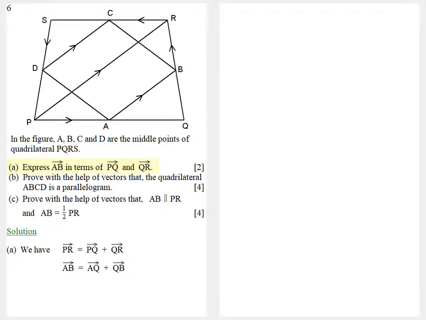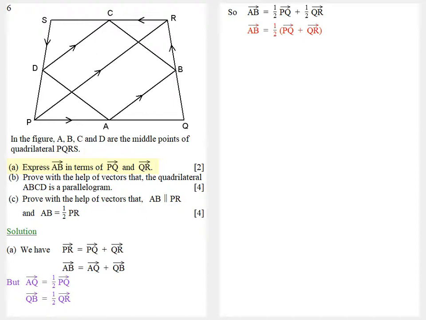But we can see AQ is equal to a half of PQ. We can also see QB is a half of QR. So if we substitute those in the formula AB equals AQ plus QB, we have AB is equal to a half PQ plus a half QR. In other words, AB is equal to a half of PQ plus QR. And that's what we were required to show.